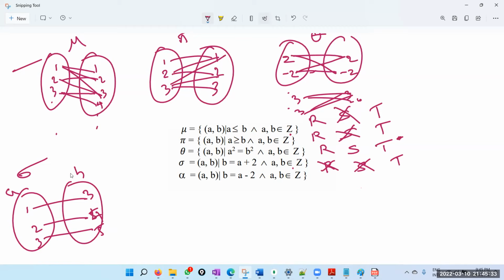Let's draw that also, alpha. B is A minus 2. Say 3 to 1, 4 to 2, like that. 2 to 0. So that is not reflexive.